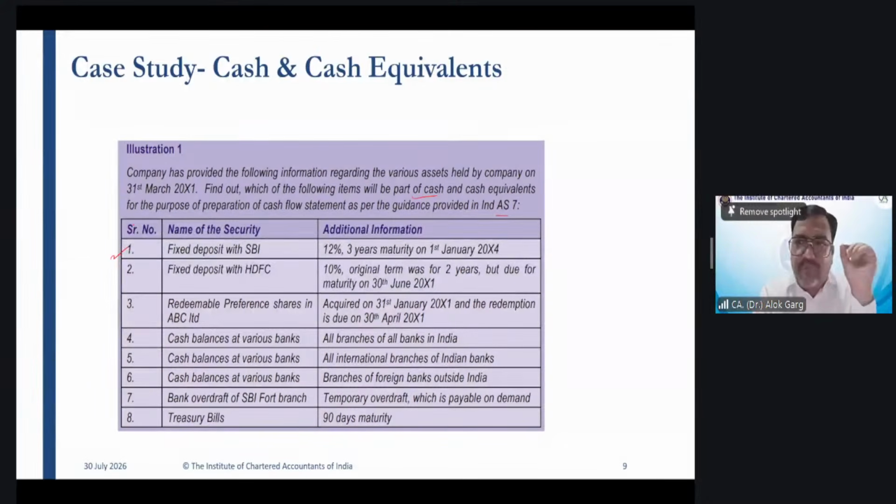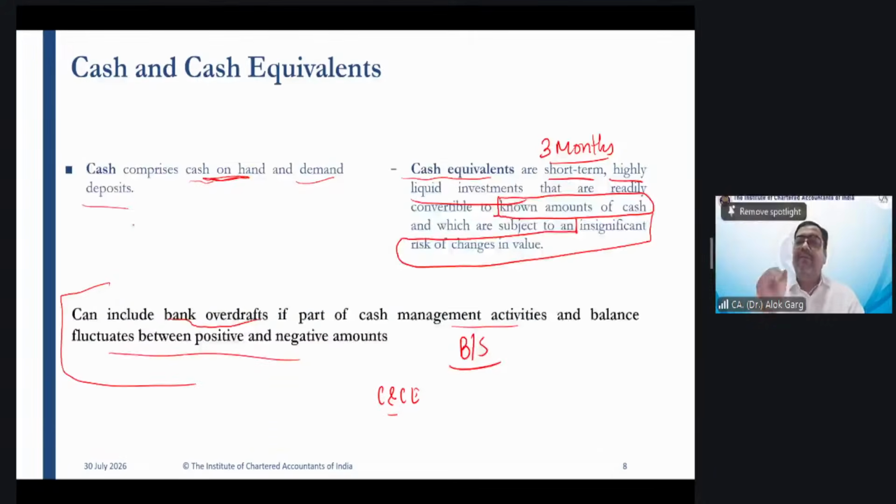Friends, now before solving this question, let me give you one more clarity. When we are talking about cash equivalent, it means short-term highly liquid investment, which is convertible into known amounts of cash and which is subject to insignificant risk of change in value. When I'm talking about 3 months, it is not 90 days, Saminathan, it is 3 months. So it is 3 months from the date of deposit. When the original maturity is 3 months from the date of deposit, that will be considered as cash and cash equivalent. Now, let me ask you a question.